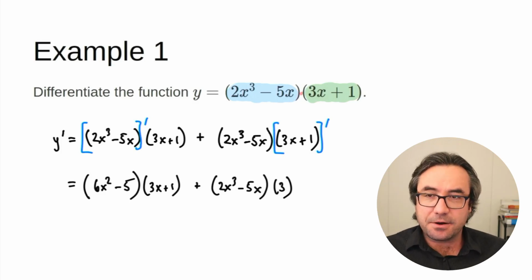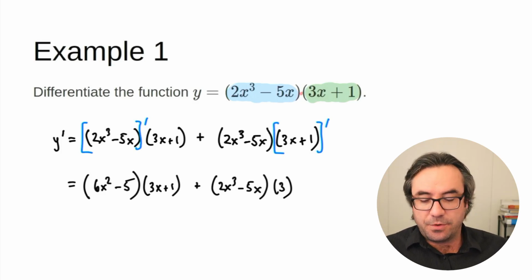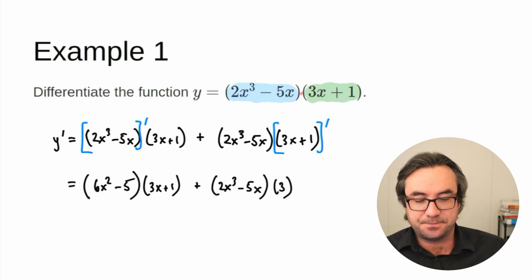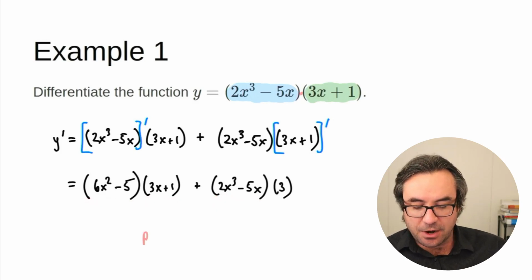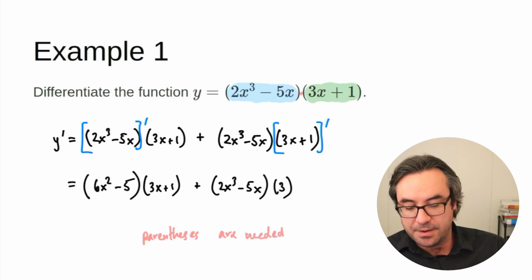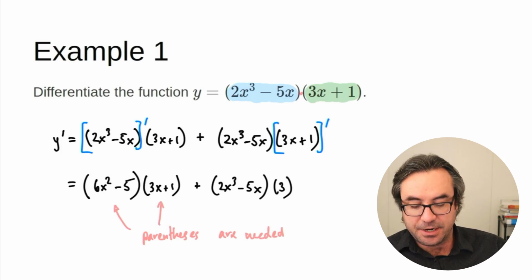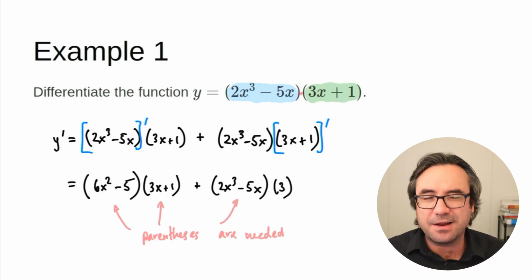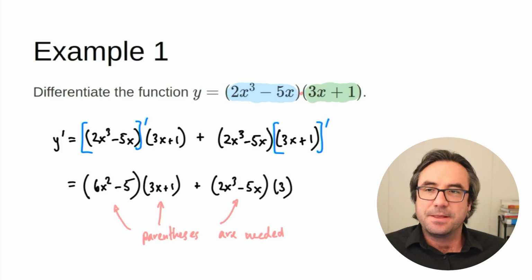Now, one little thing here. When we do the product rule, don't forget the parentheses around each of these. The parentheses are needed. We don't really need them around that individual 3, but we do need the parentheses here, here, and here. If we forget them, technically it's not correct, so you just got to be careful with that. And that's really the idea with product rule.